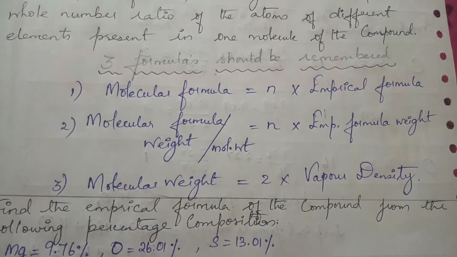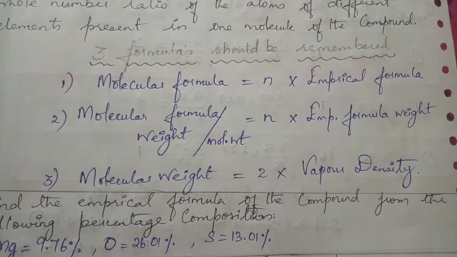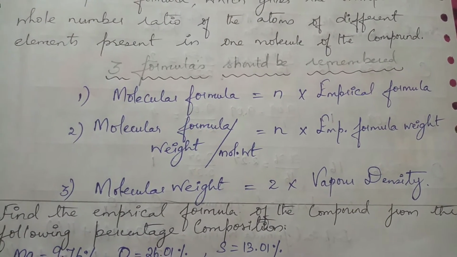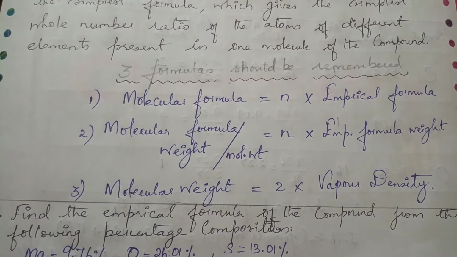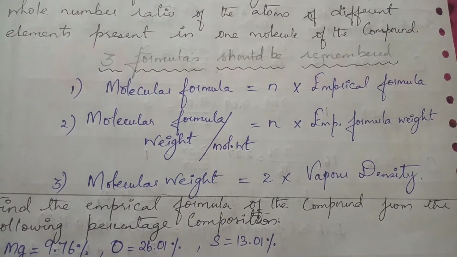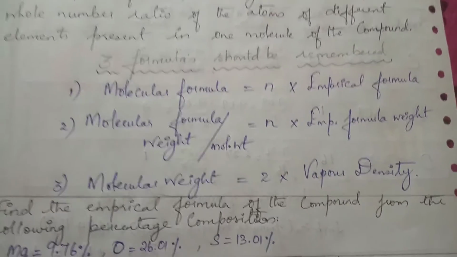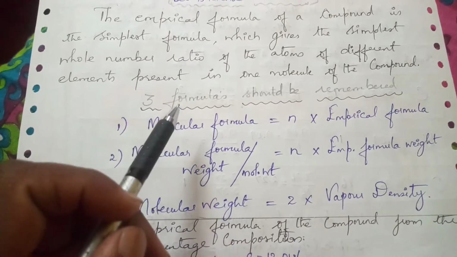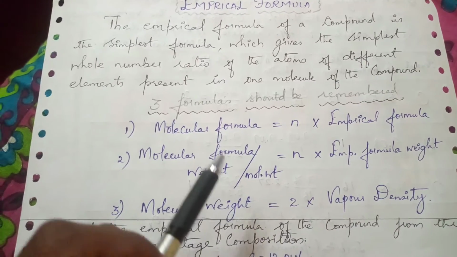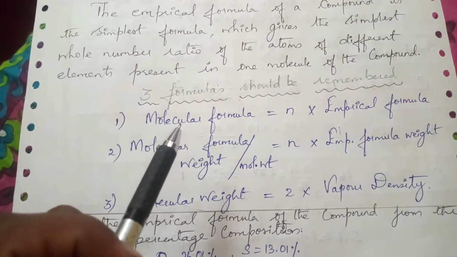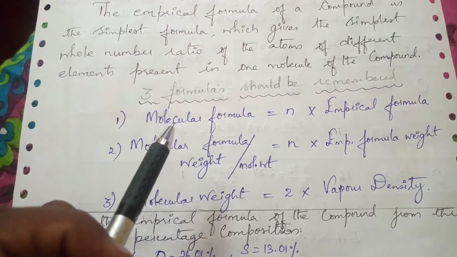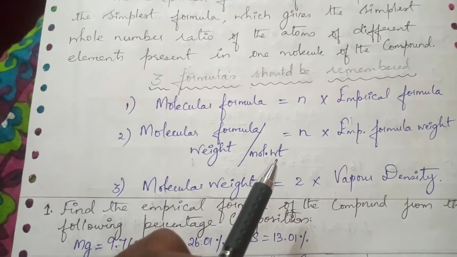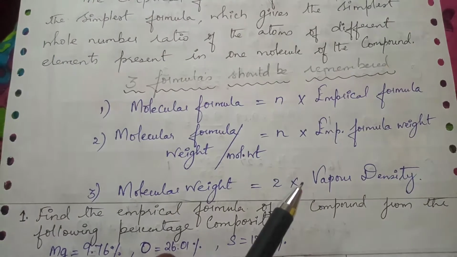right? So the next formula we are supposed to make use of in this calculation is molecular formula weight. Molecular formula weight, or we normally call it molecular weight, is equal to n into empirical formula weight. So this formula can be obtained from the above, because every formula will have its own weight. Every compound is obtained with a combination of elements, so every element will have a mass, therefore they will be having their own weight. Therefore molecular weight is equal to n into empirical formula weight, right?